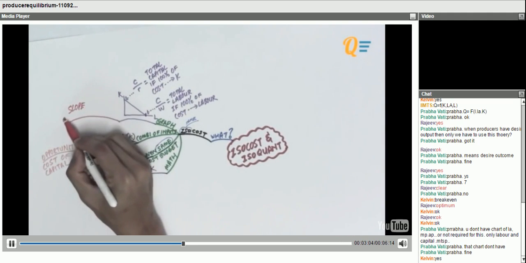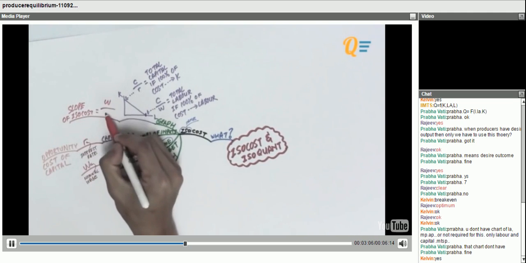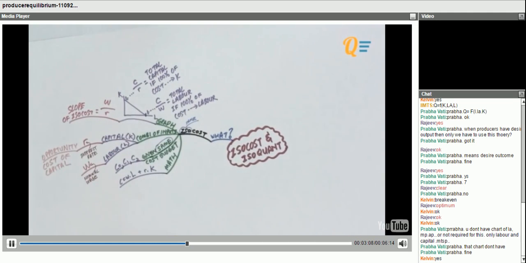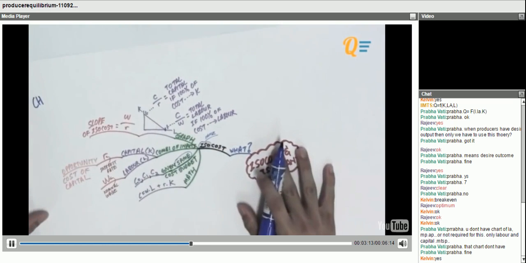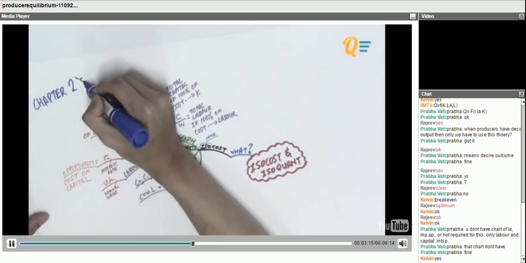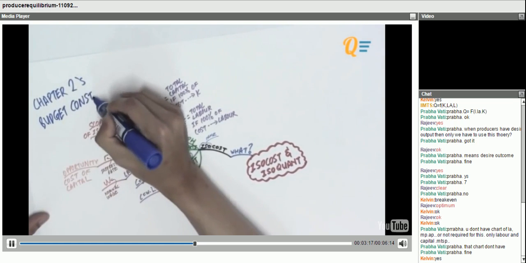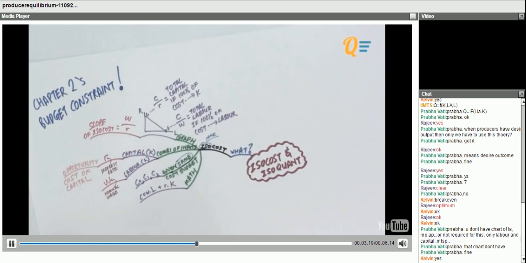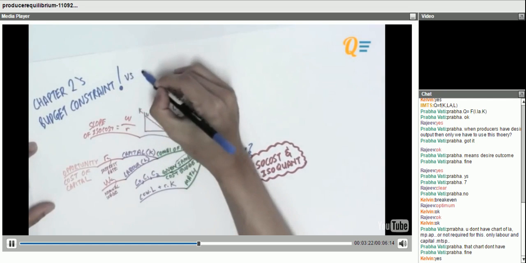Alright, so I think this is pretty straightforward. Now the slope of the ISO cost is actually the wage rate divided by the interest rate. I'm not going through this in so much detail because I think by looking at all this, you actually recall Chapter 2's concept of the budget constraint. It is very, very similar to the budget constraint.